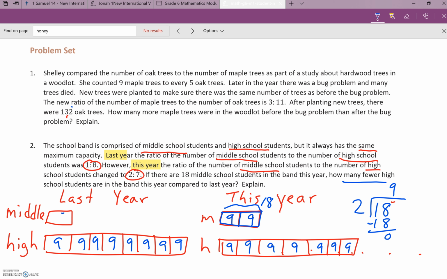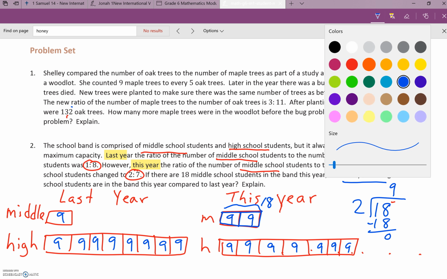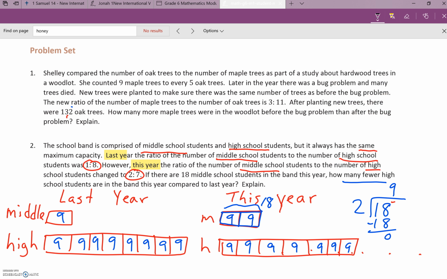And now I can start tackling how many fewer high school students are in the band this year compared to last year. So what I need to do is figure out how many students are in the band this year. So this year is right here. How many do I have? I have 1, 2, 3, 4, 5, 6, 7 times 9 because each box is 9. 7 times 9 is 63. So this year, there were 63 students.